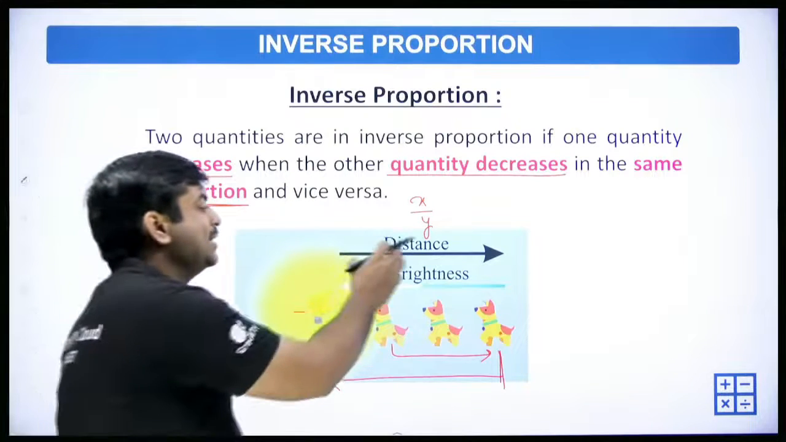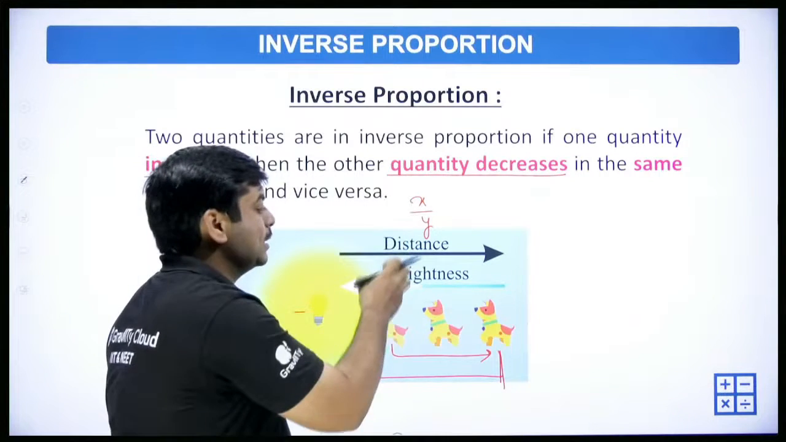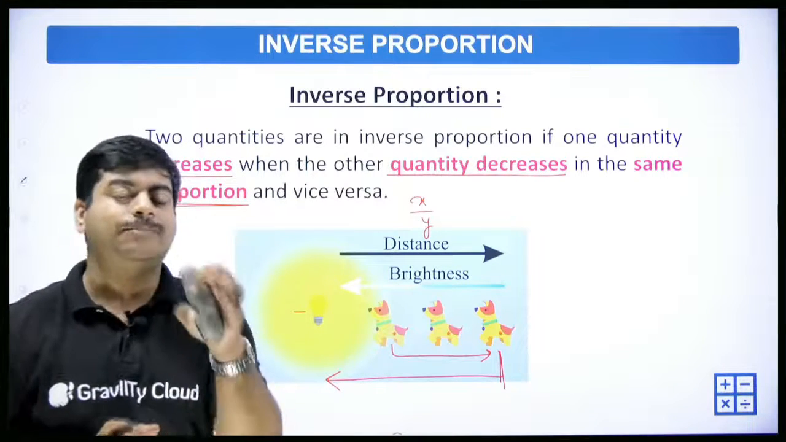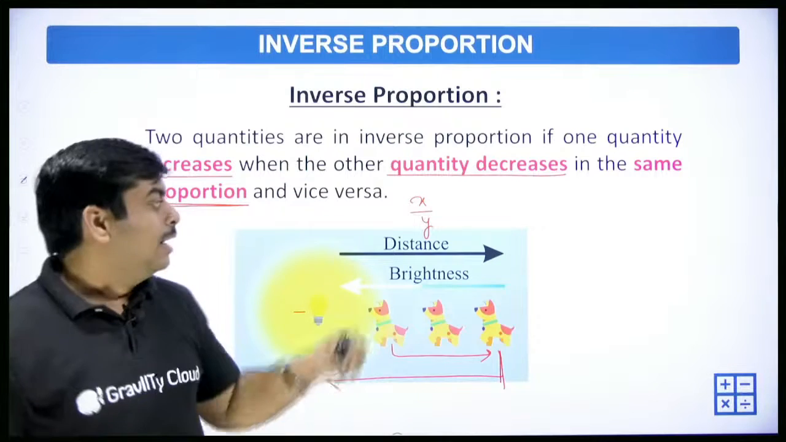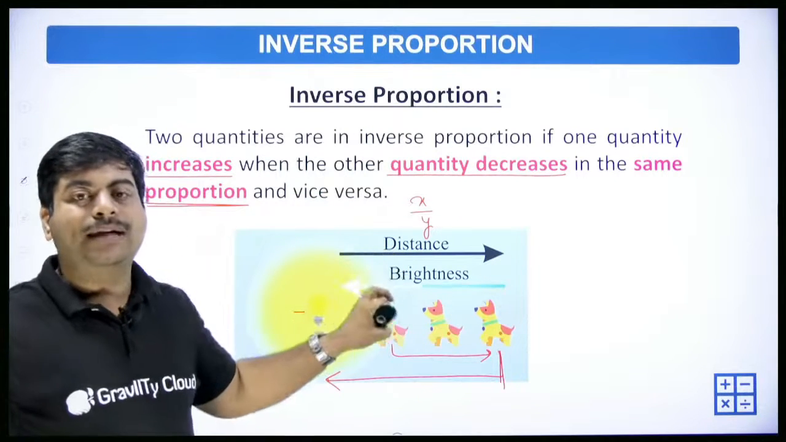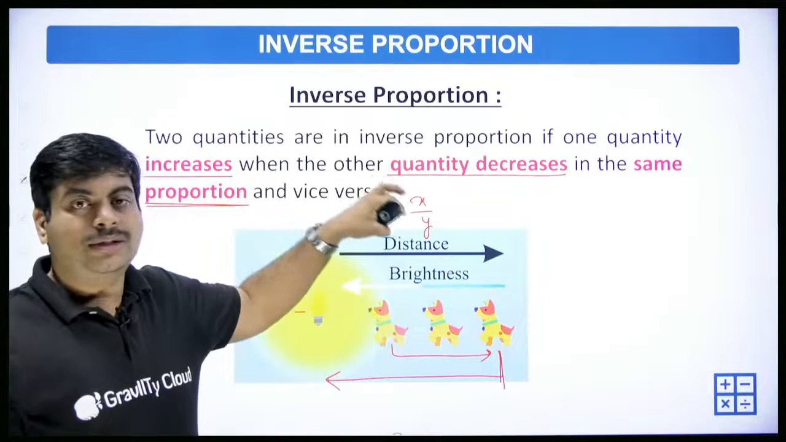So if one is increasing, the other will be decreasing. If one is decreasing, the other will be increasing. So it follows an inverse proportion. Distance is inversely proportional to brightness, or we can say brightness is inversely proportional to distance.